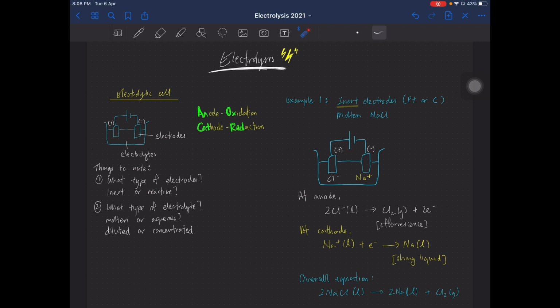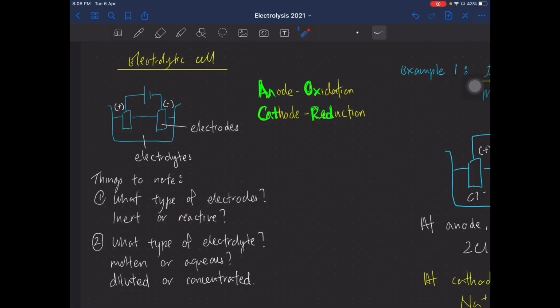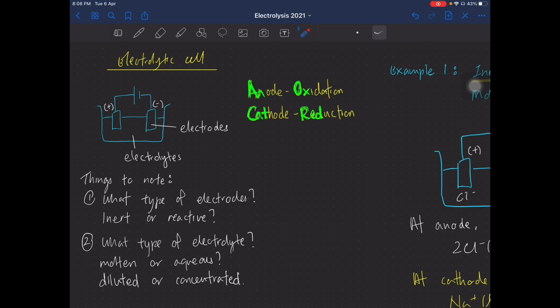Now to start off with this entire video, let's take a closer look at the setup of an electrolytic cell. In an electrolytic cell, there's always the battery, followed by the electrodes, as well as the electrolytes. So these are the three key components.